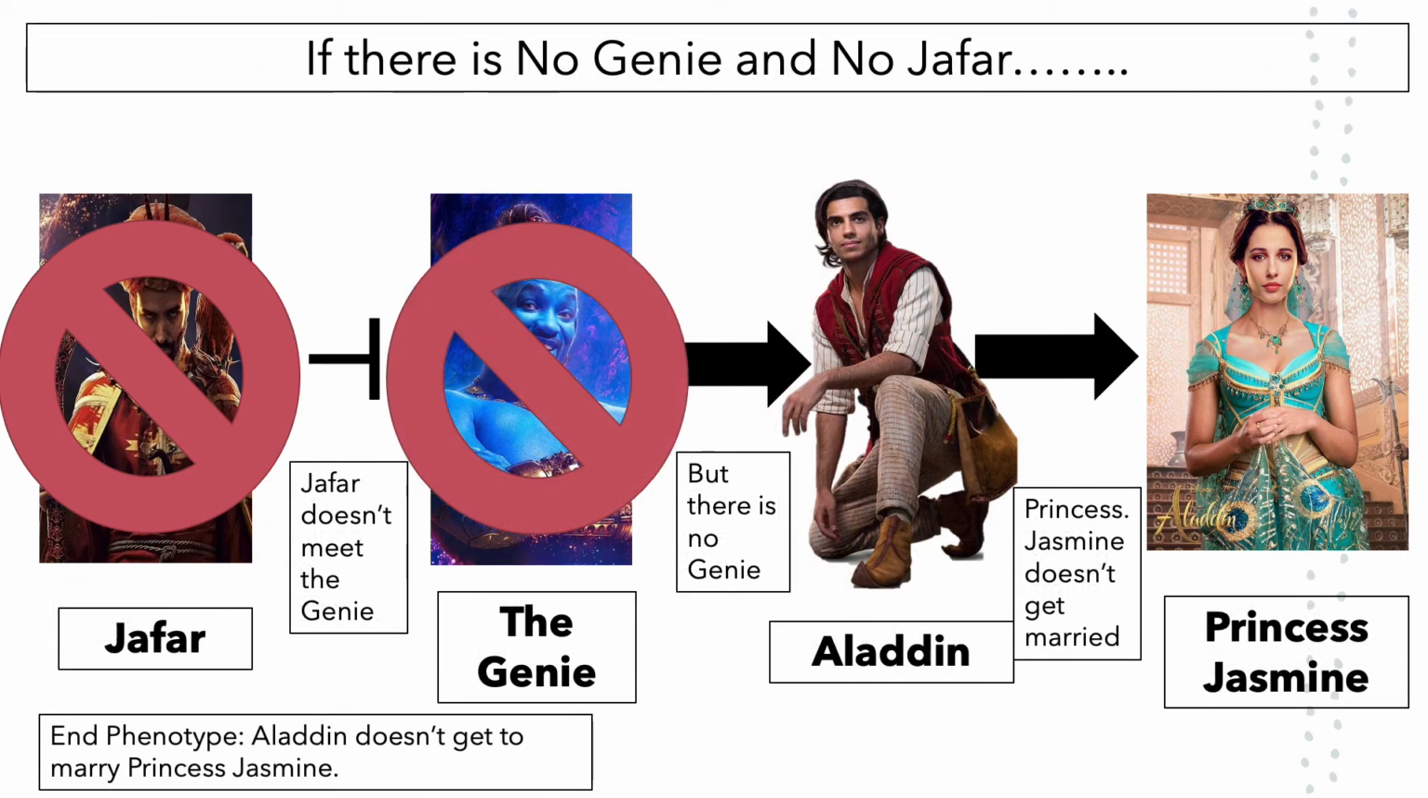If there is a double mutation and there is no genie and no Jafar, then that means that Jafar doesn't meet the genie. That also means that there's no genie, so that means that nobody can marry Princess Jasmine.